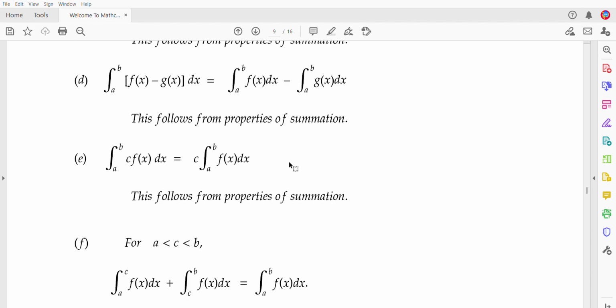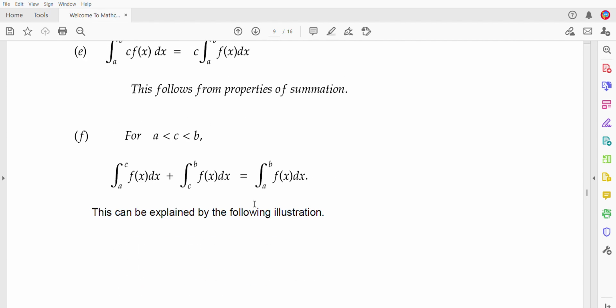Definite integral a to b of a constant times a function. The constant comes out. Again, this follows because of summation. Remember, definite integral is a limit of summations, and within a summation, if there is a constant, it can jump out. That's all we have said.